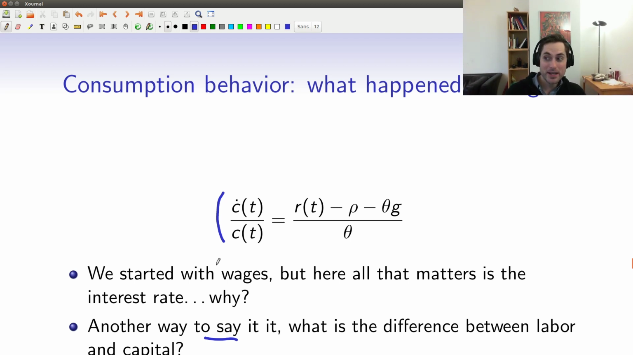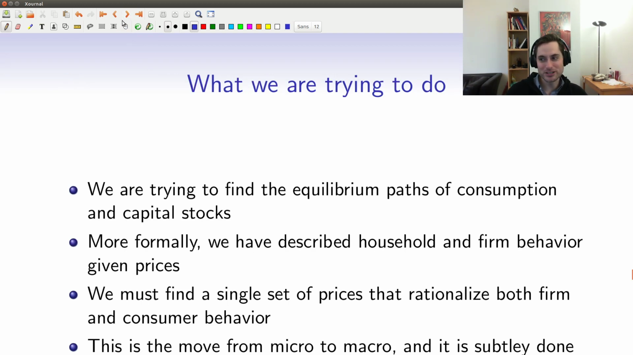Whereas with capital, you can sort of build it up. So that's what I was trying to get at with these slides. It's sort of a philosophical thing about how you can't save time. Time passes. You have to use it. You can't save it up and use it tomorrow.